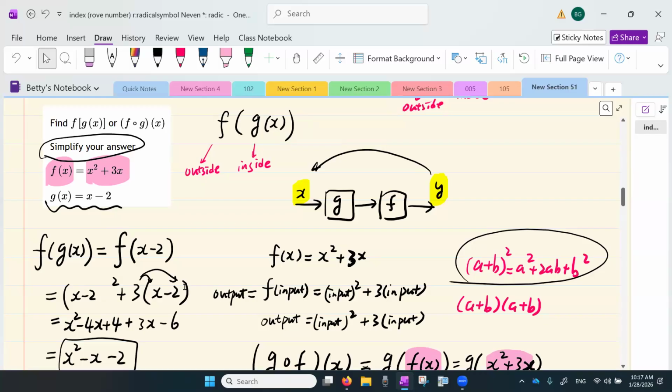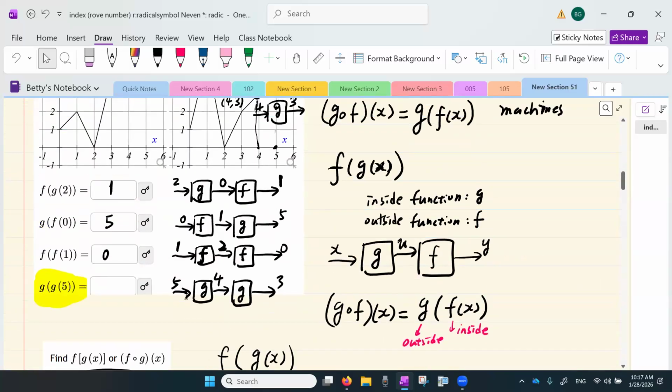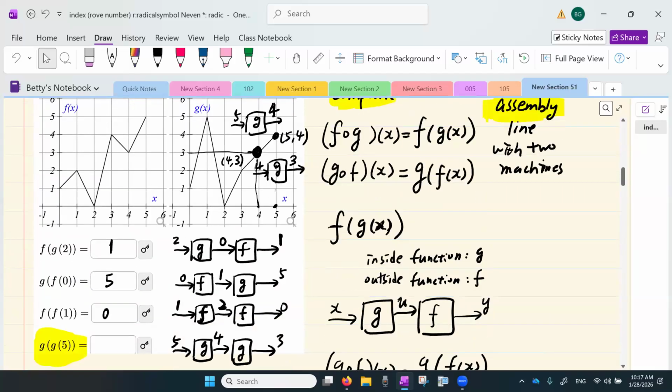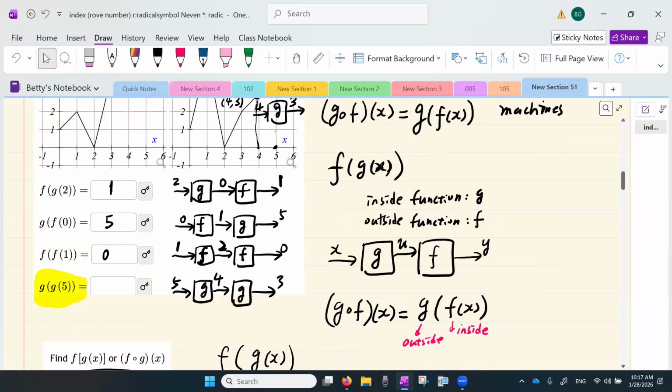Composite function. A lot of times they give you a table or a graph, doesn't matter, and they ask you to find the value of that composite function for a specific input, like the first problem. And this is how you get it done. Okay, draw the line.